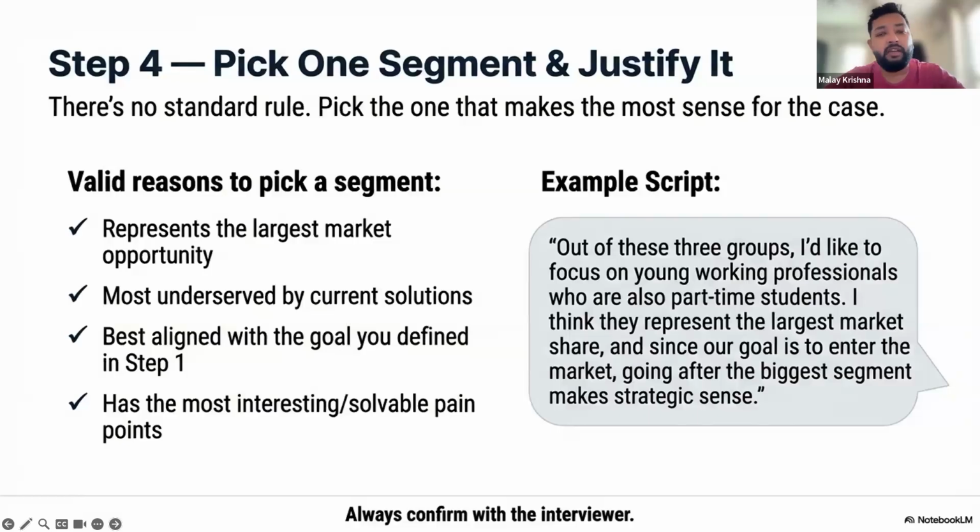And as always, confirm with the interviewer: does that work for you, or would you prefer a different group? Give them a chance to get involved, give them a chance to collaborate with you, right? And of course, there is an example script on your screen as well, where you can say, hey, out of the three groups, I'd like to focus on young working professionals who have lunch at the office, and so on and so forth. Essentially, you pick one segment and you try to solve for that.